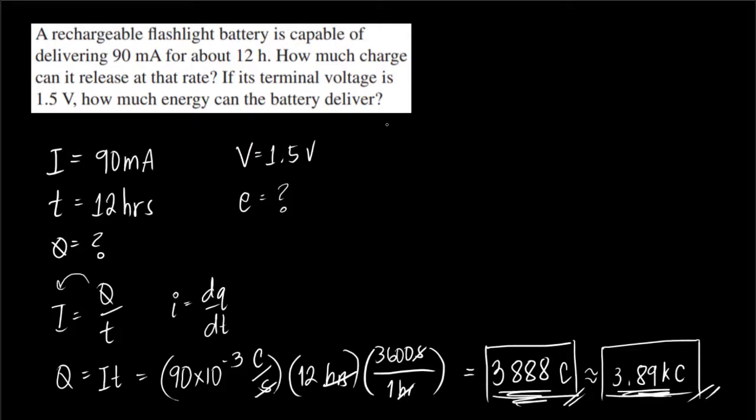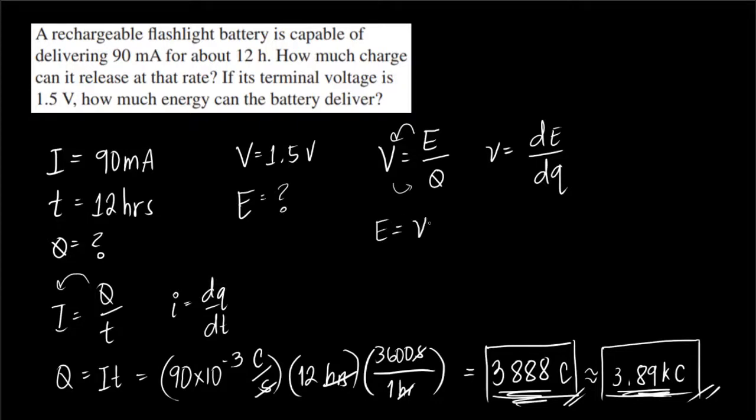Next question: if its terminal voltage is 1.5 volts, how much energy can the battery deliver? Again, remind yourselves that voltage is work per unit charge, or energy per unit charge. I'll put E for energy. V can also be dE over dQ, since we're talking about DC. What we need is energy, so let's transpose E here and V here. Now we have E is equal to VQ.